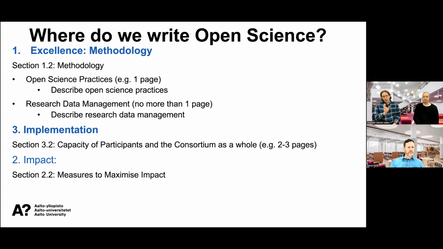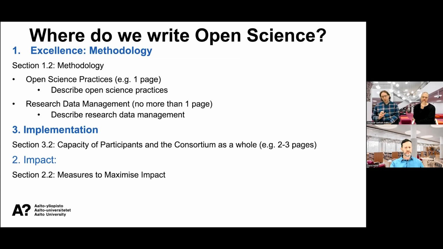In section 1, excellence in the methodology, which is a specific subsection, you will need about a page describing the open science practices and no more than a page providing a brief research and data management plan. These two pieces could be one single subsection of methodology, or they can be separate pieces, but you need this information.